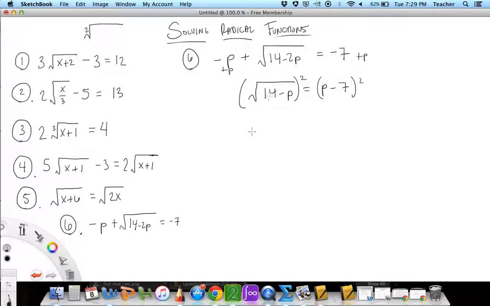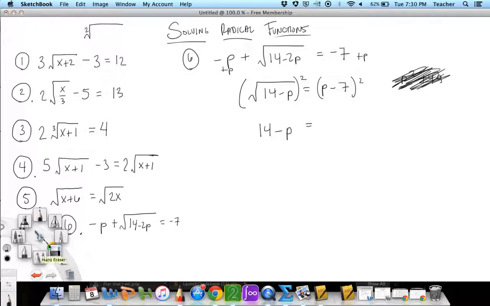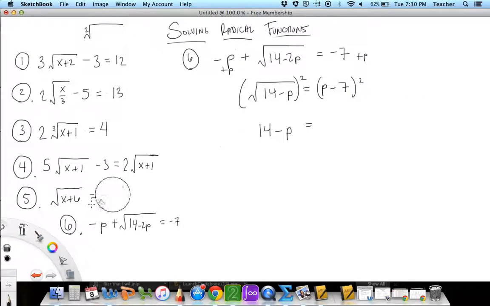So what we have here is 14 minus p equals, and I'm going to take p minus 7 squared. Now understand, do not write this please: it is not p squared plus 49. That would mean you're just distributing the square sign. No, the answer to this is p minus 7 times p minus 7.